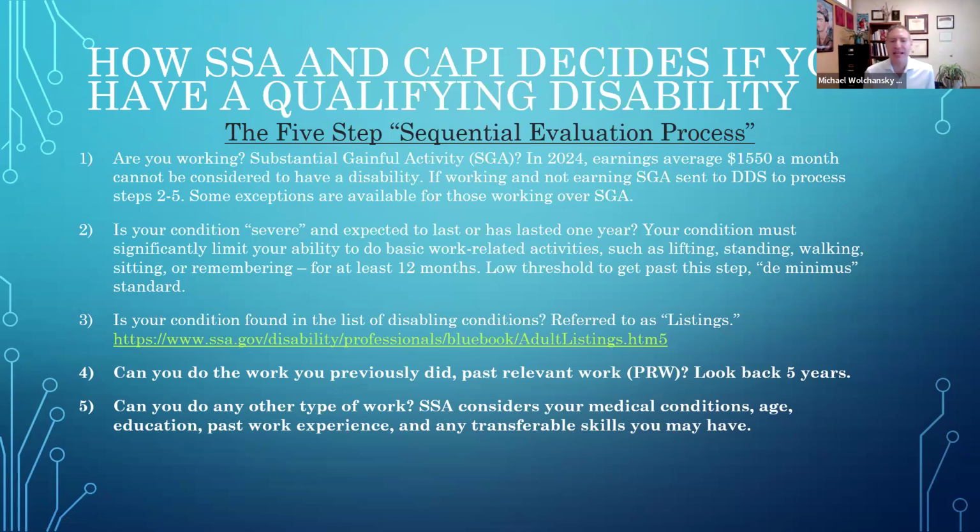So past relevant work is the next step. If you have not been found disabled at step 3, then we look at your work. Now, this is an exciting one for Social Security because they just changed the rules to look back only 5 years. It used to be that they would look back to every job you had in the last 15 years. But this just changed this year, which makes it really helpful.